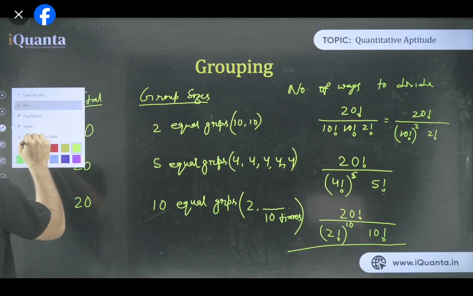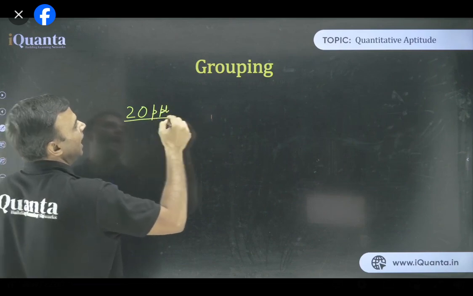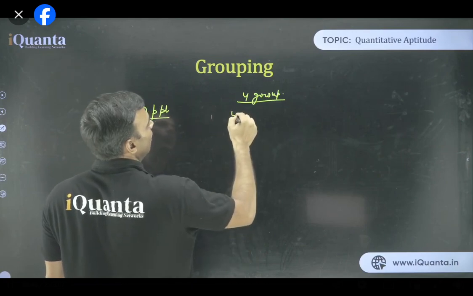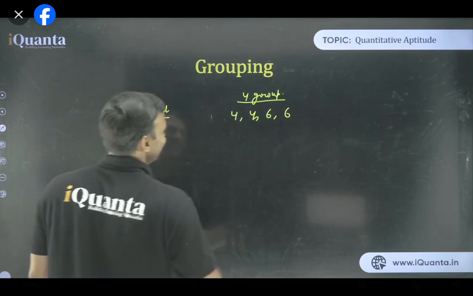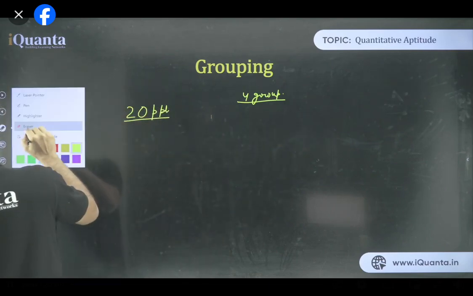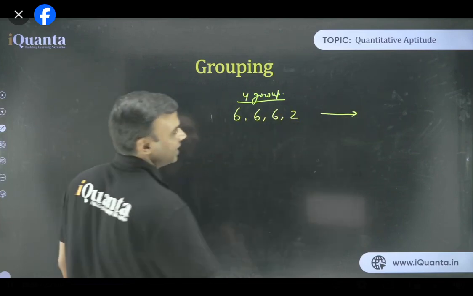Look, it will be even more fun now. I give you 20 people and I give you 4 groups. It is 4, 4, 6, 6. Or wait, we'll proceed one by one. 6, 6, 6, 2. Can you do that? Can you write the final answer?